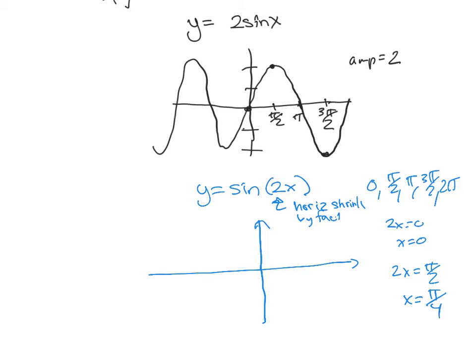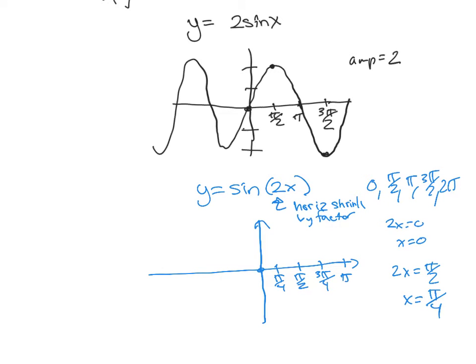So instead of plotting 0, pi over 2, pi, 3 pi over 2, 2 pi, every x point that I used to plot is now being divided by 2. So I'm going to plot 0, then I'm going to plot pi over 4. Half of pi over 2 is pi over 4. Half of 3 pi over 2 is 3 pi over 4. And half of 2 pi is pi.